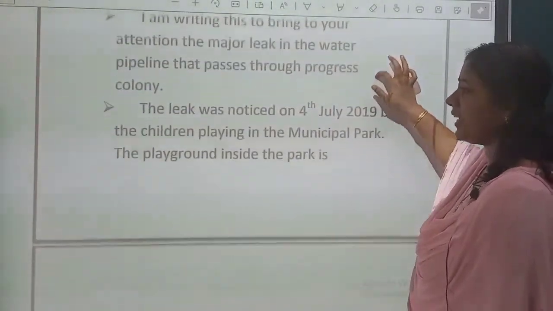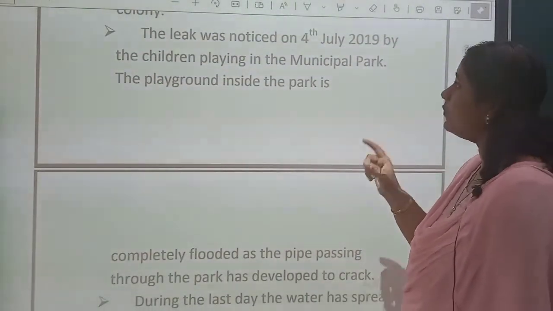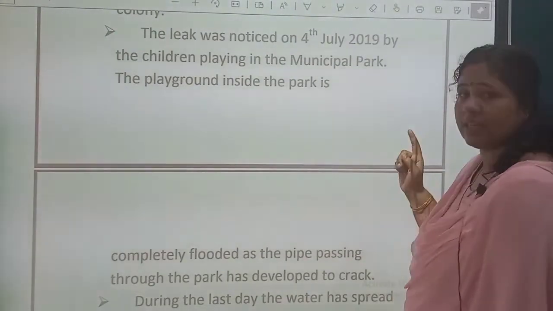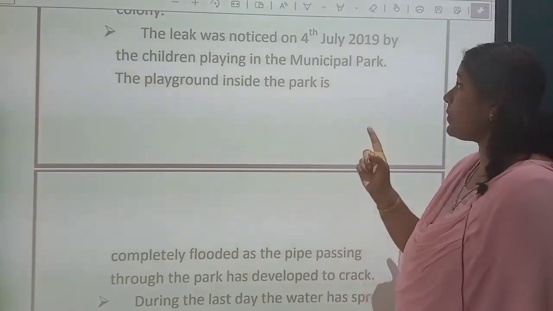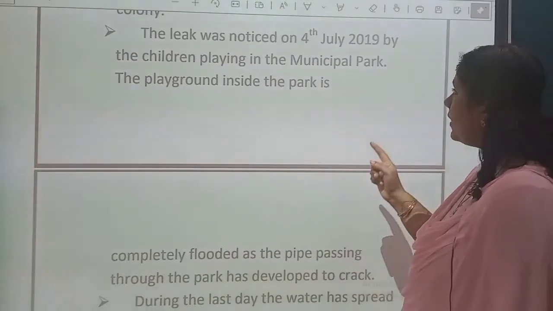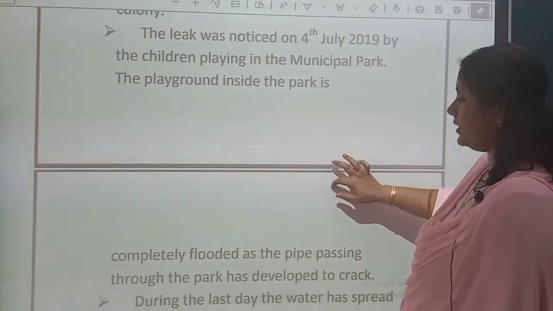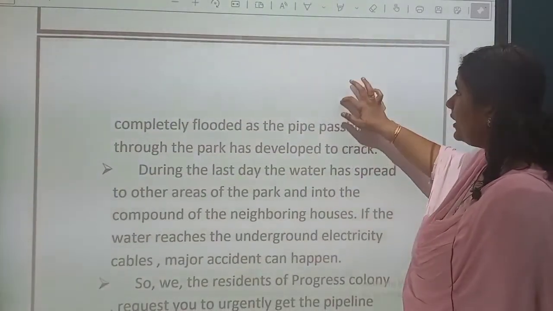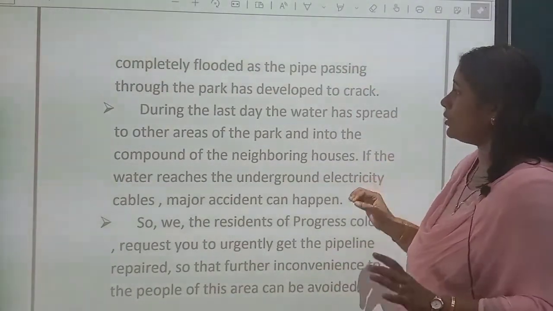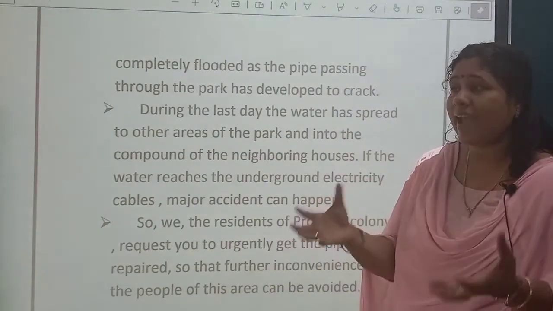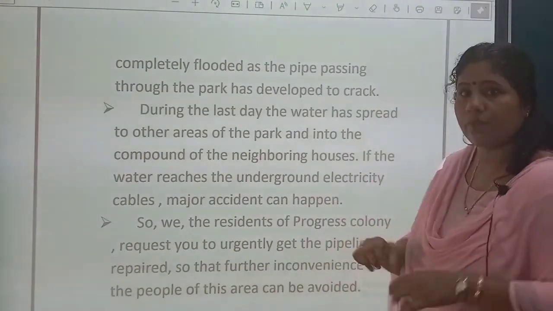Now comes the second part. In detail, you are giving all the information. The leak was noticed on 4th July 2019 by the children playing in the municipal park. So it was noticed by whom? By the children who were playing in the park. The playground inside the park is completely flooded, as the pipe passing through the park has developed a crack. There is a crack in the pipeline which is in the park. So that's why the full park is flooded.